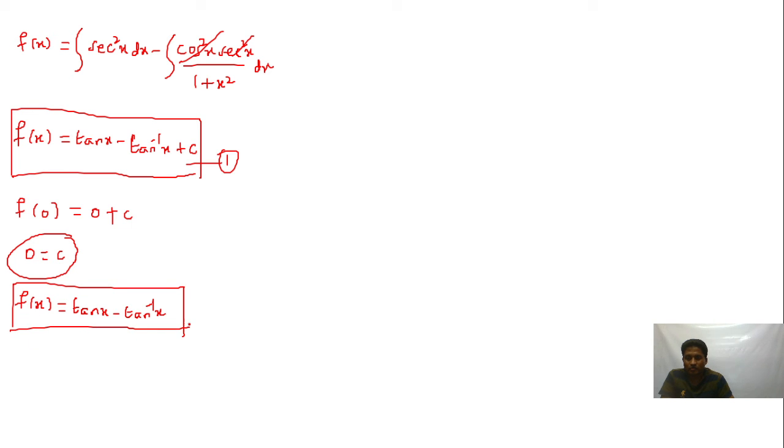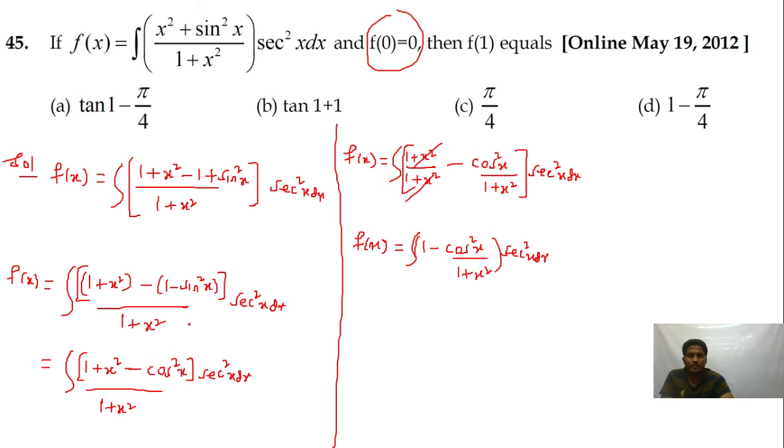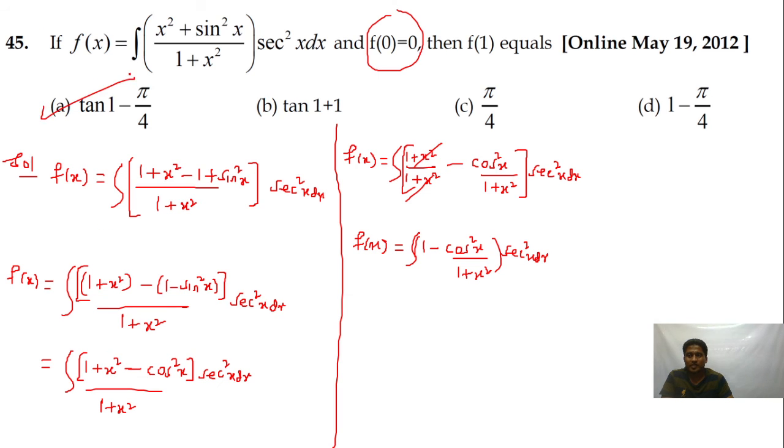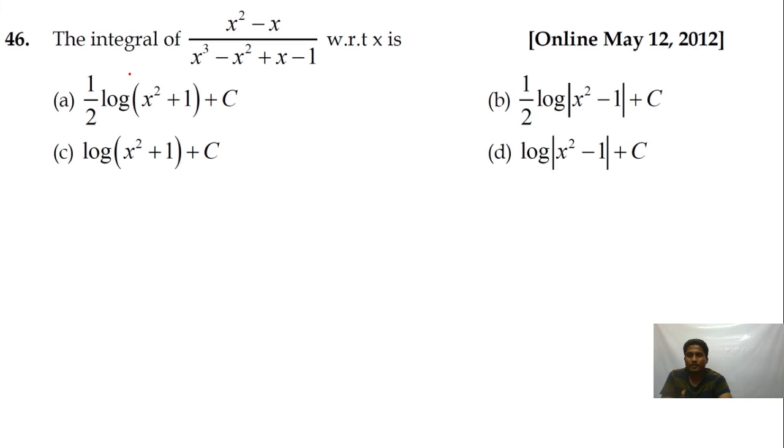Now I am supposed to find out what is f of 1. F of 1 will be equal to tan 1 minus tan inverse of 1. Tan 1 is not a standard angle, I'll keep as it is. Tan inverse of 1 is pi by 4. So that's the first option. You get tan 1 minus pi by 4. Okay, question number 46.